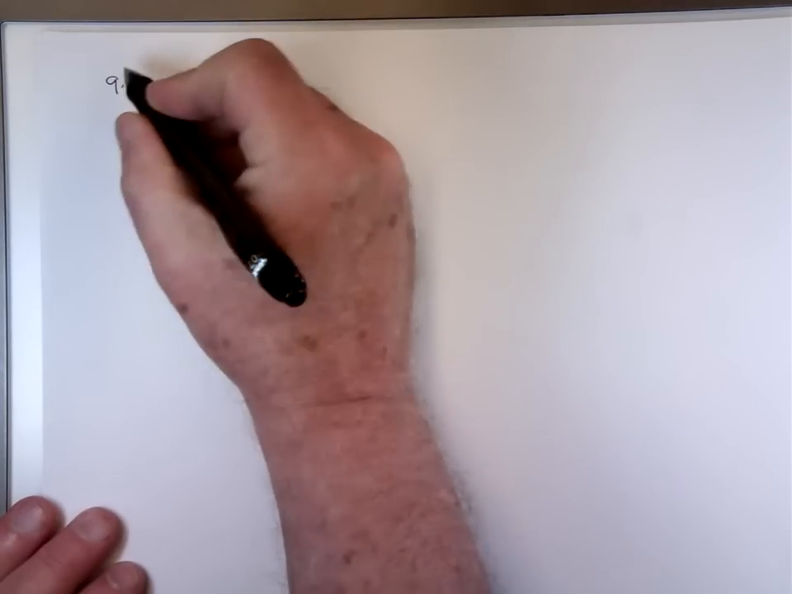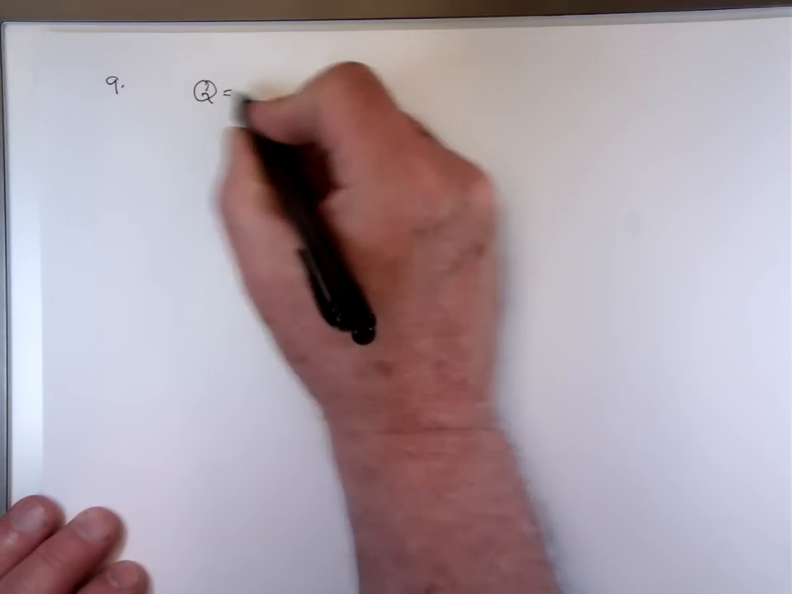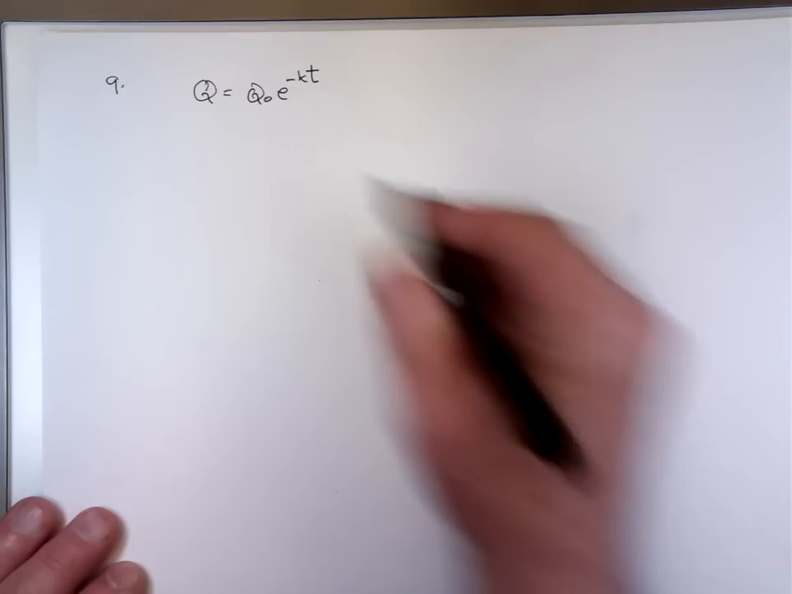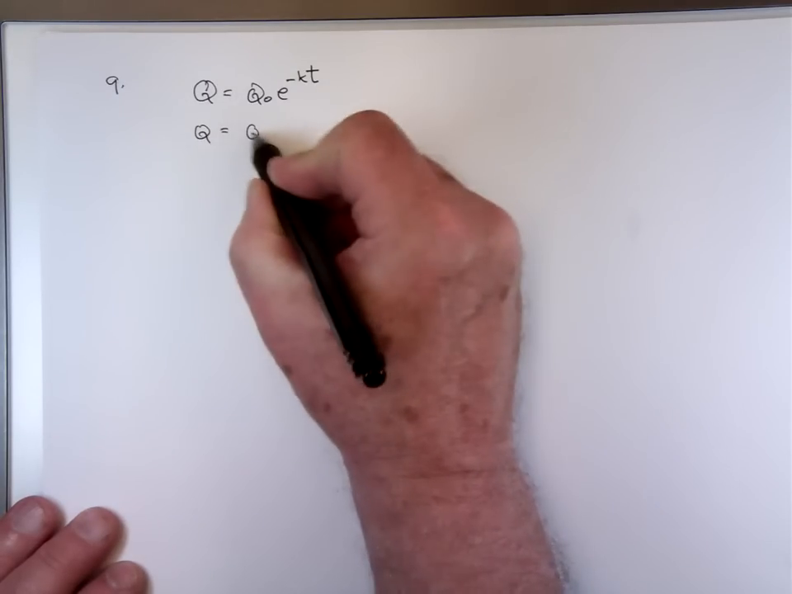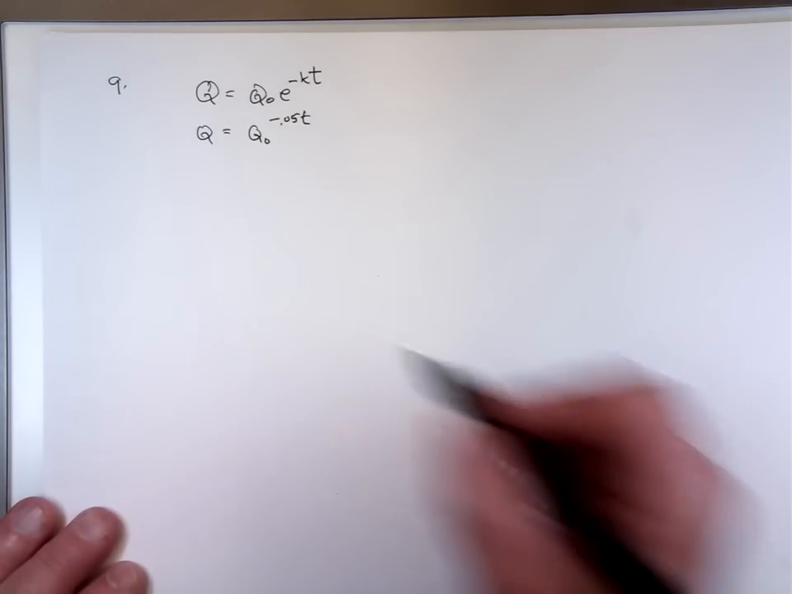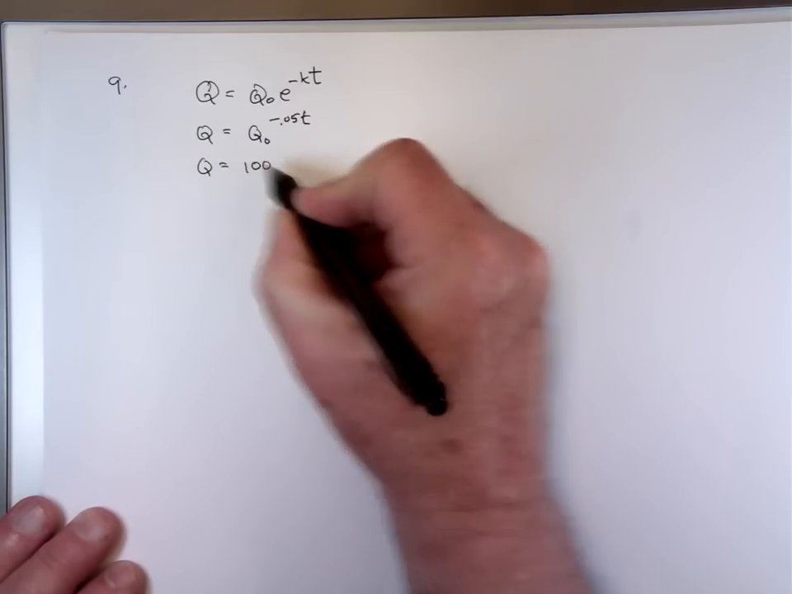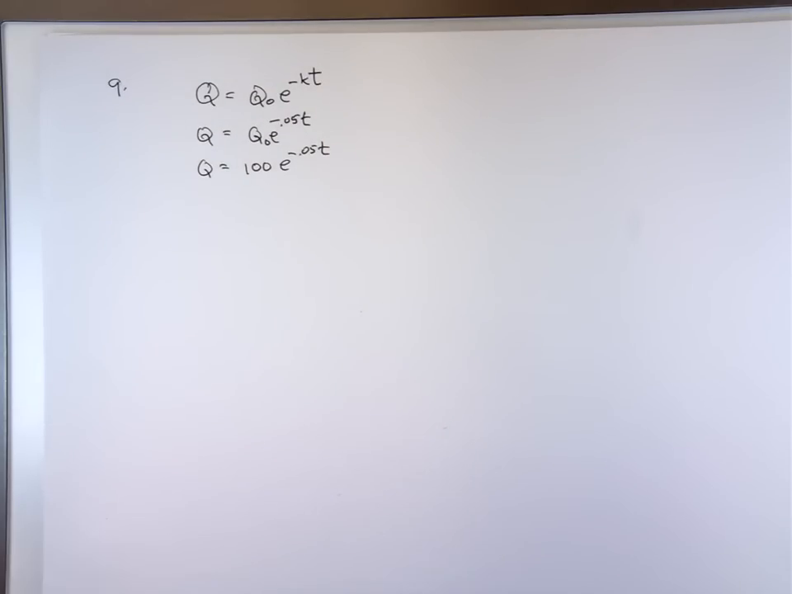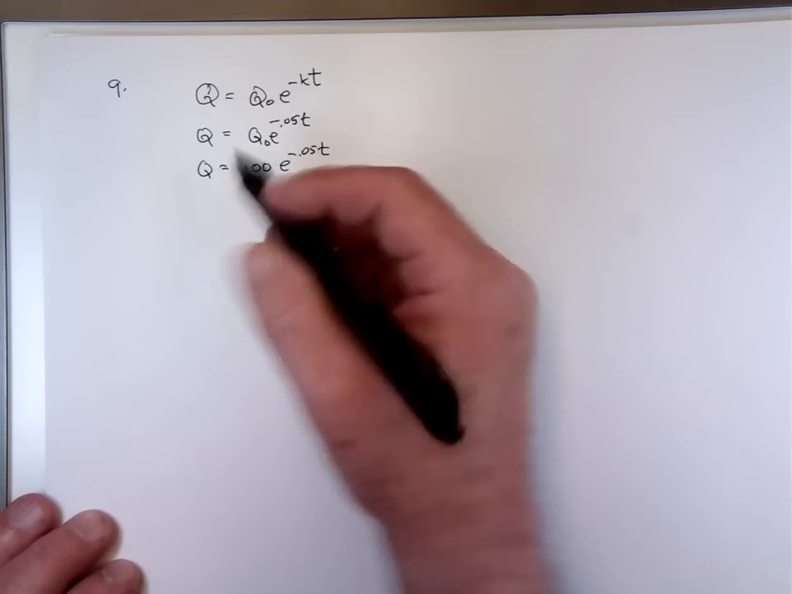Number 9. Radioactive iodine. Decreasing exponentially. This is our model for radioactive decay. 5% is the rate of decay. And our initial amount of radioactive material is 100 grams. That will give us the Q at any time t. That's A. Half-life, you want the time for Q to be 50, 1/2 of what it started to.